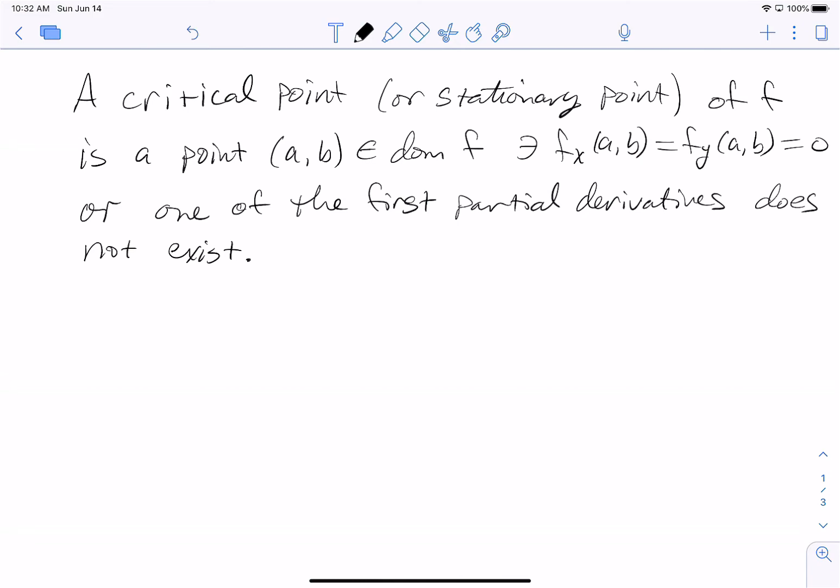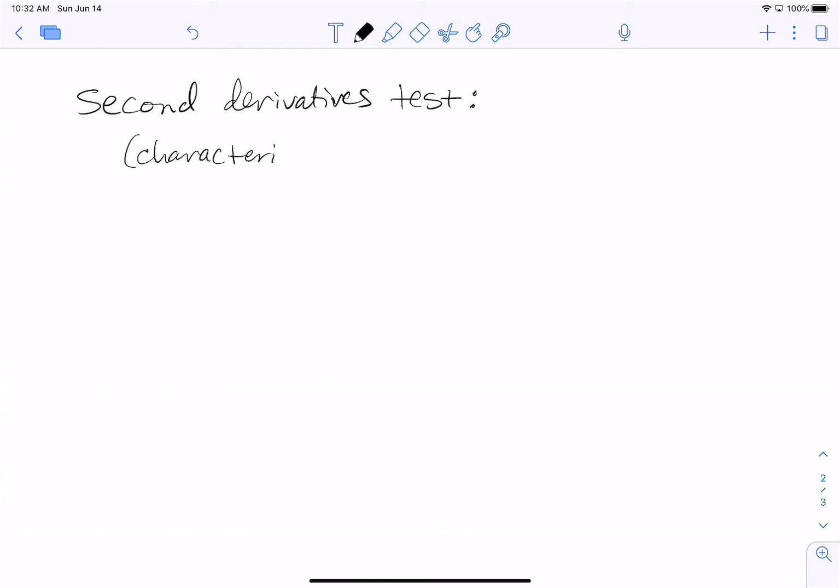Once we have a critical point, now it's time to figure out whether there's a local max or a min or something else could happen. And to do that, we're going to use the second derivatives test. It is used for characterizing extrema, or something else that'll happen. I'll get to that later.